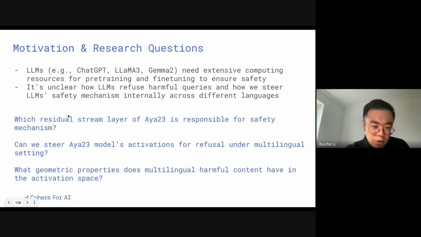The first is, which residual stream layer of Aya 23 is responsible for the safety mechanism? The second is, can we steer Aya 23 model's activations for refusal across different languages? And the third is, what kind of geometric properties does multilingual harmful content have in the activation space?